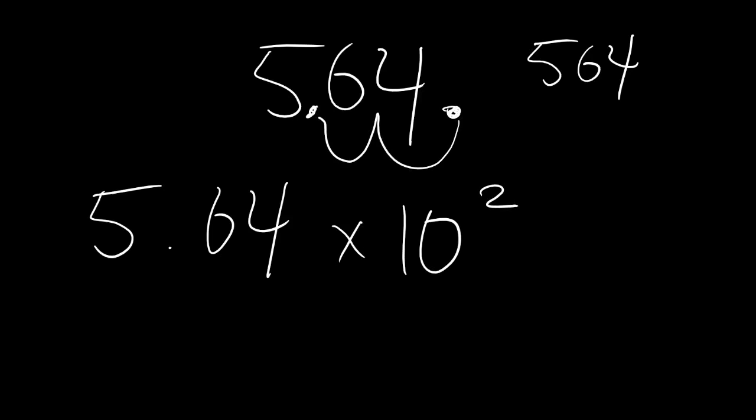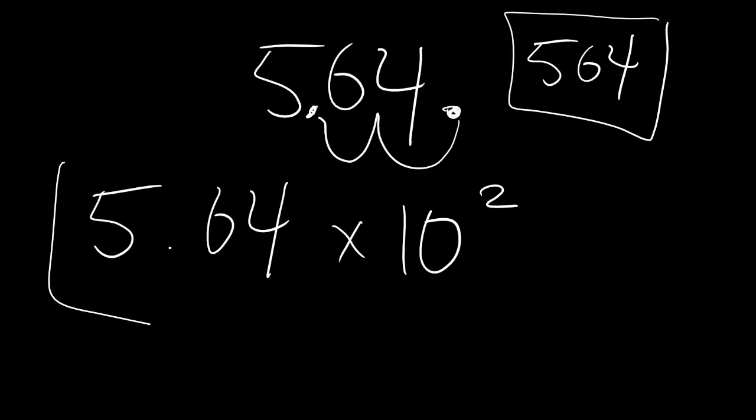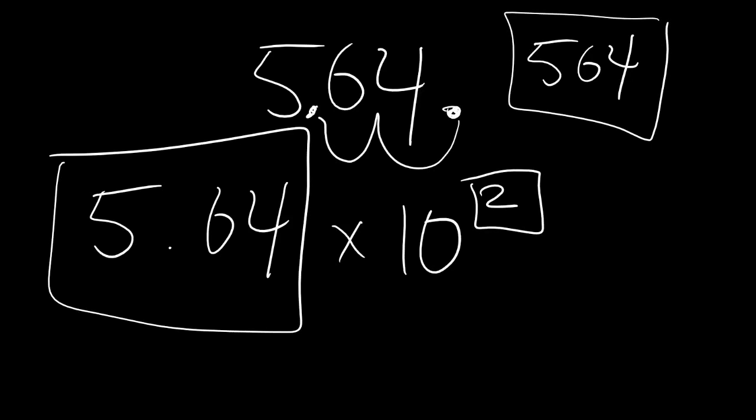A good way of thinking about this is to look back at your answer. If your answer was bigger than the number that's right here, then your exponent should be positive. Write that down. If the number that you're trying to represent is greater than the number that's inside the scientific notation thing, your exponent should be positive.